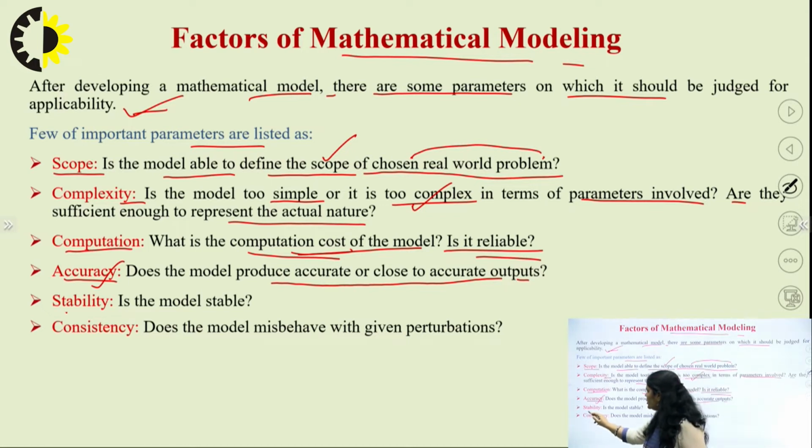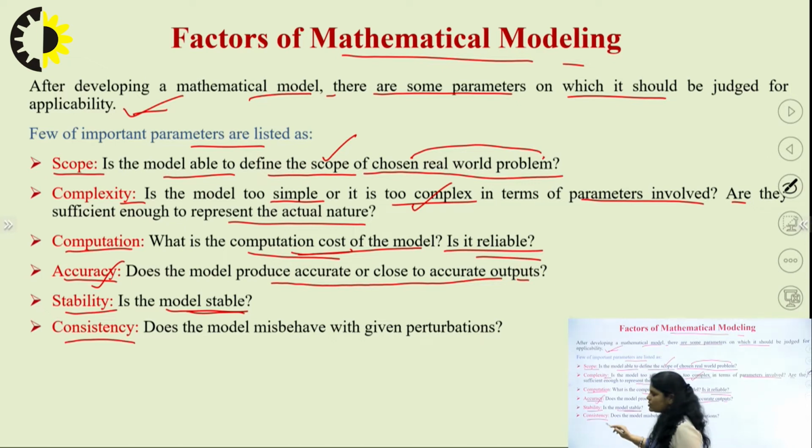Then we come to the stability. So what is the stability? Stability is basically the state of being steady or not changing. So our model should be stable enough, it should not change with the parameters, with the outside factors. So it should be a stable one.